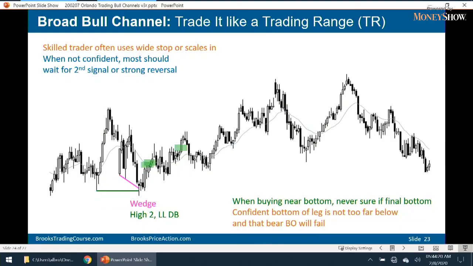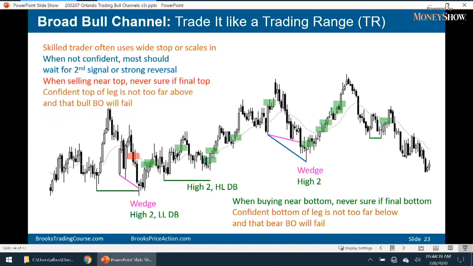I don't want to spend time on this. This is more trading range trading. Plus, I'm running out of time. But you're looking to buy reversals up, and you're looking to take quick profits. And even though it's a bull channel, it's so much more of a trading range than a bull trend. You're also going to be selling reversals down. And you're taking quick profits.